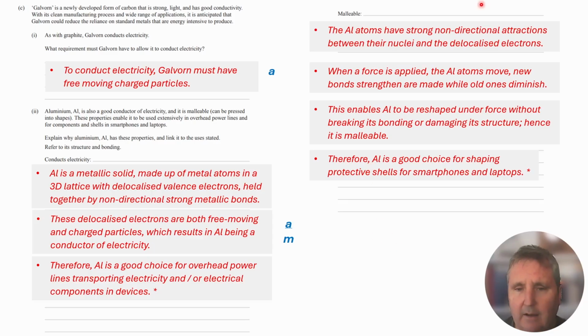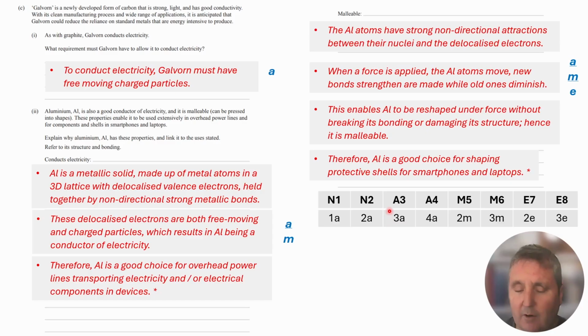So here, if you link malleability to non-directional metallic bonds, allowing the particles to move without breaking, and that's what this strengthening of bonds while others get weaker explains. If you comprehensively explained both conductivity and malleability, and linked them to the suitability for the uses, that is, if you put the linked context at the end, then you can get the excellence grade here. And that here is the end of the questions in the paper.